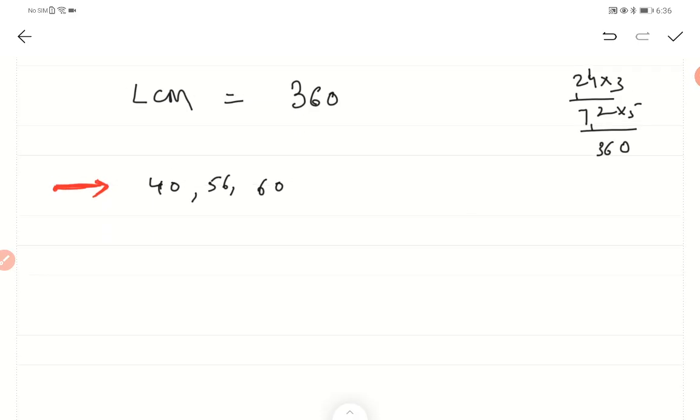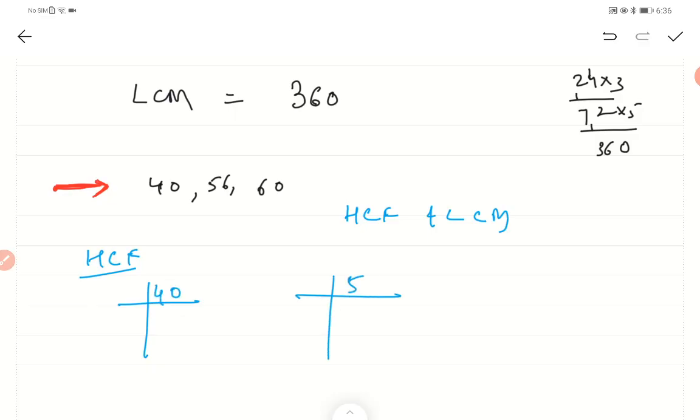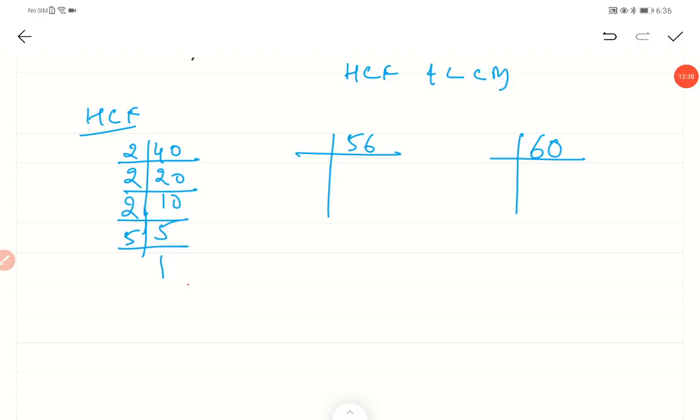Let me take 40, 56 and 60. So let us find the HCF and also the LCM of these numbers. All right, so let us first find the HCF. To find the HCF, I will take the division of all these three numbers individually, like this. So I've got these as prime factors.